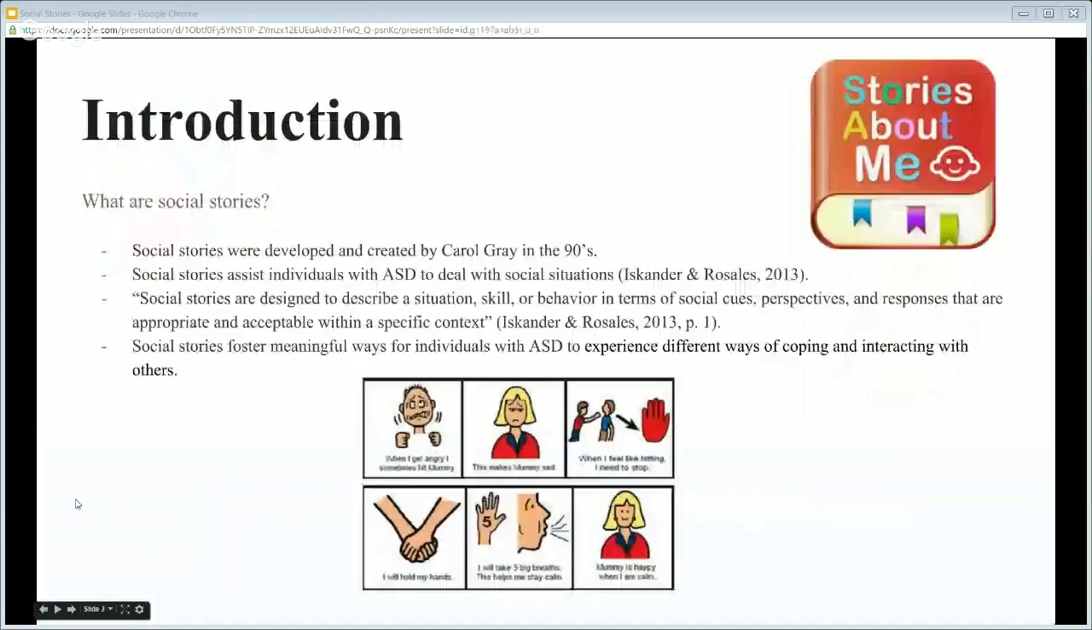So let's start off with talking about what social stories are. Well, Carol Gray developed them in the 1990s, and she made them initially to help individuals on the autism spectrum with social situations. What social stories do is they describe the situations and the behavior that they should be performing, with social cues and perspectives. They also tell the individual what responses are appropriate to use in that certain situation.